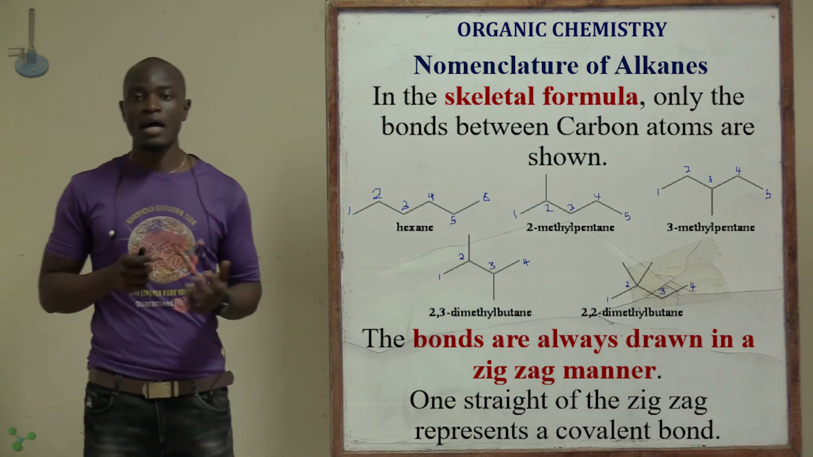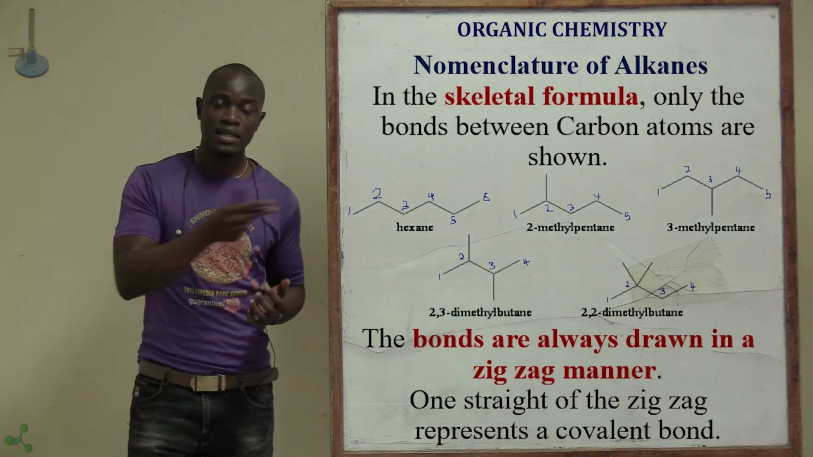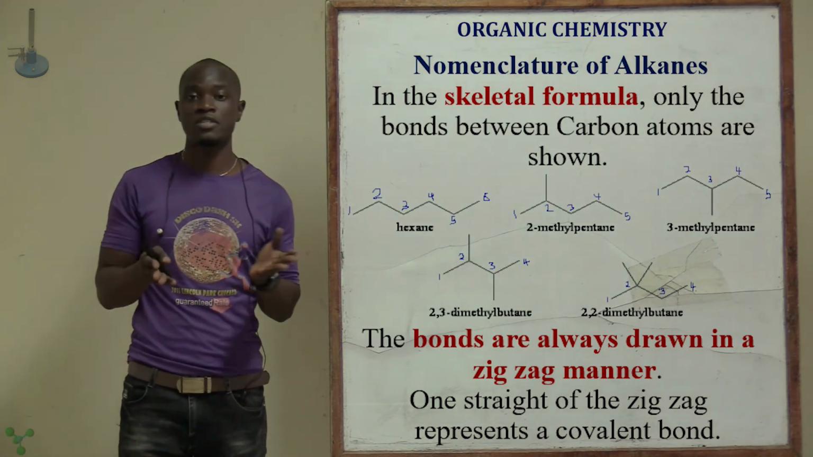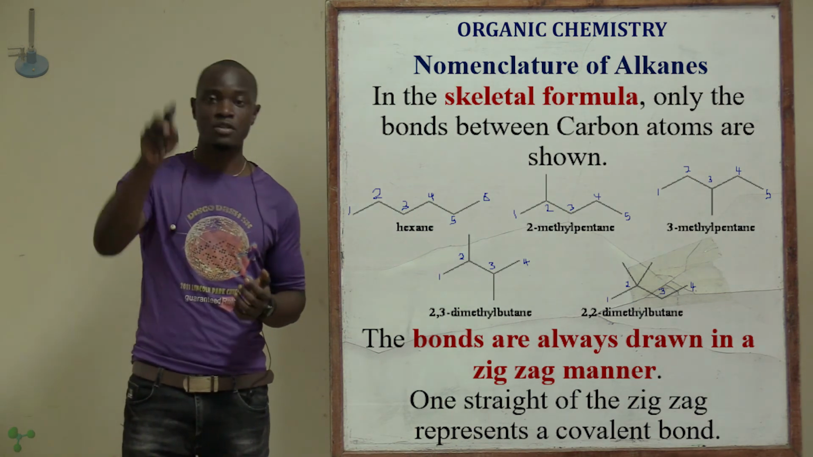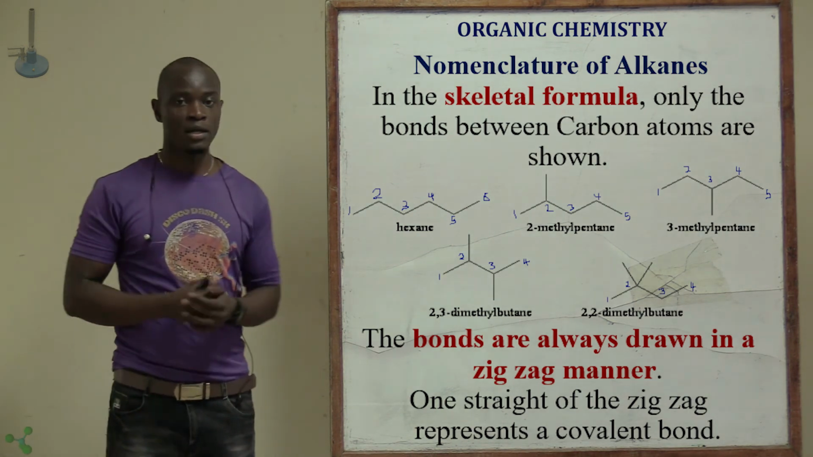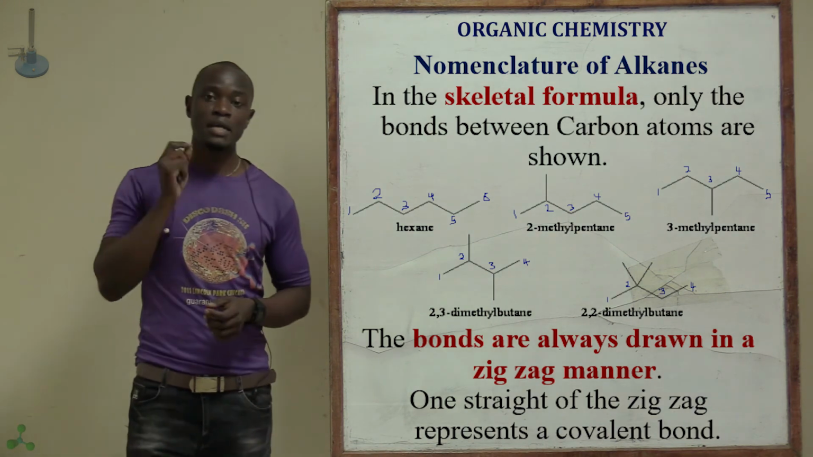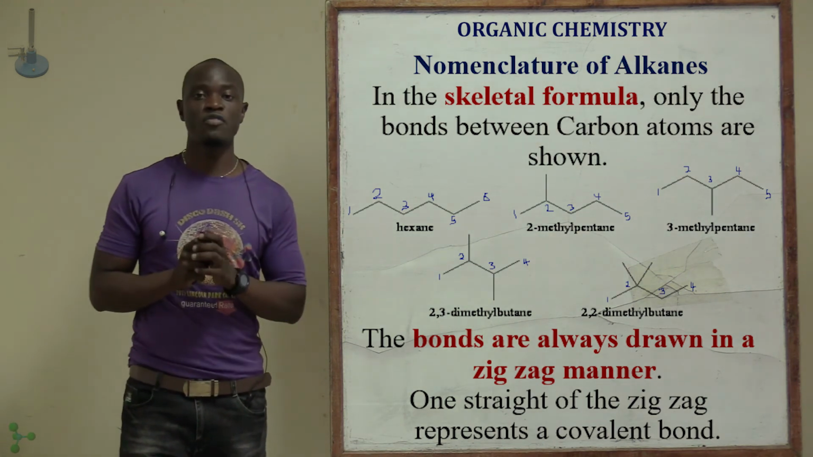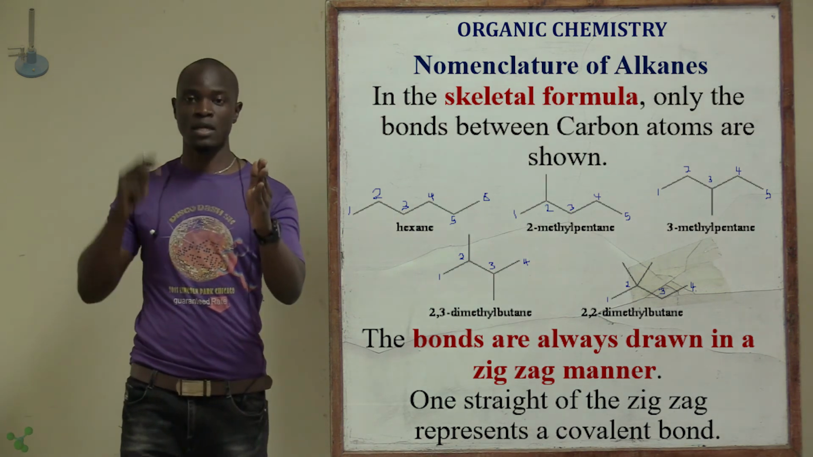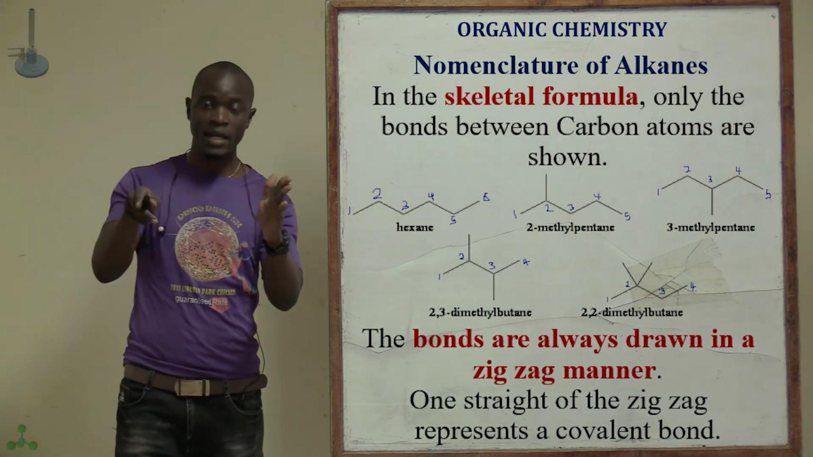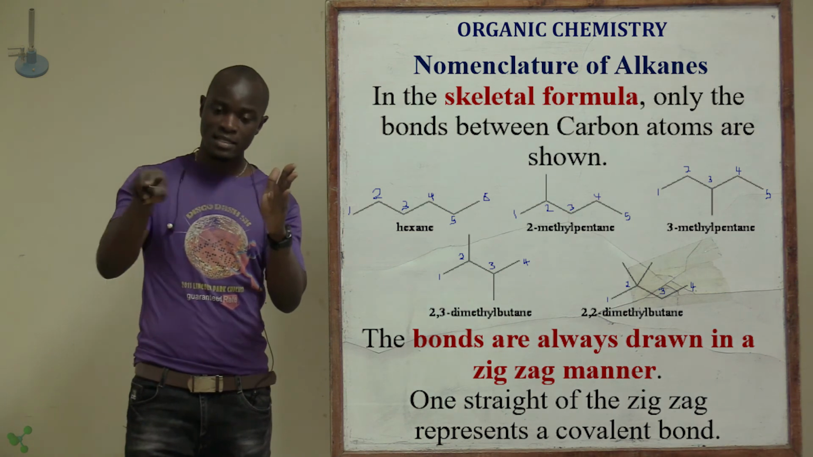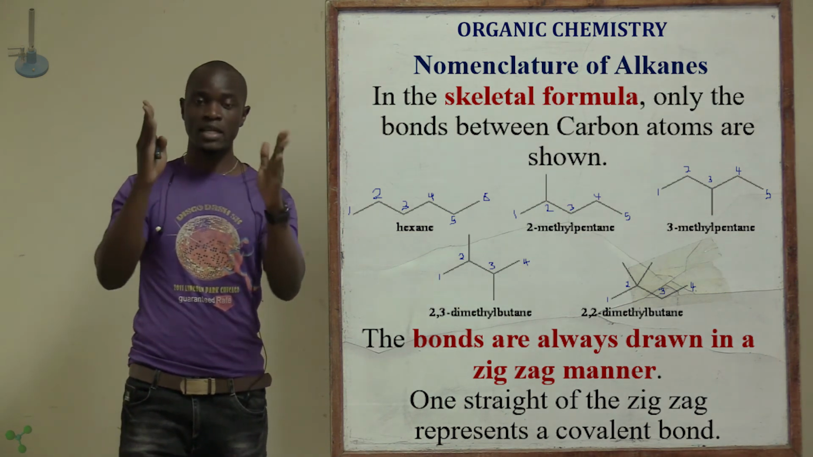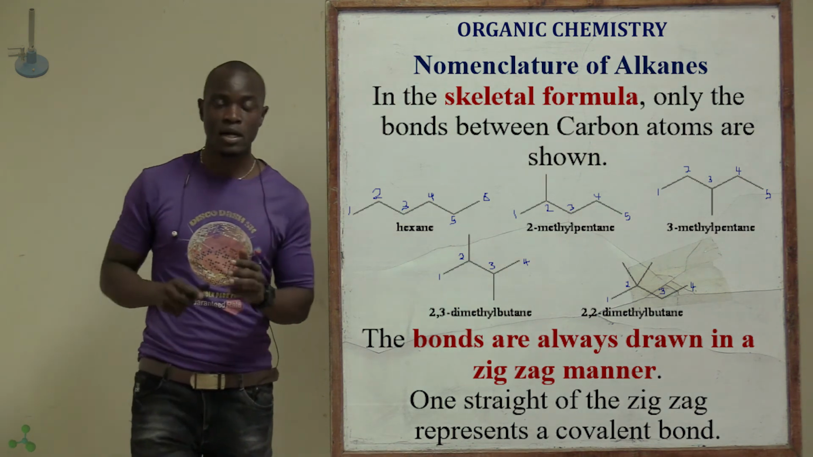So the bonds are always drawn in a zigzag manner for the skeletal structure. One straight of a zigzag represents a covalent bond. And for a covalent bond to be formed, we must have 1 carbon on this side, 1 carbon on this side, and then 1 line to join. So that line represents a covalent bond. Each side of that covalent bond represents 2 carbon atoms.